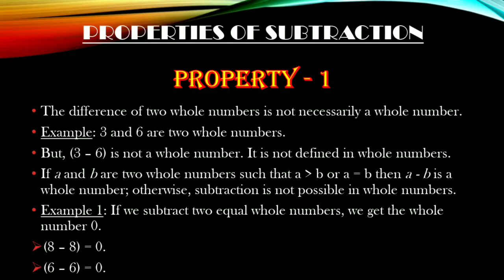Let us take first example. If we subtract two equal whole numbers, we get the whole number 0. If we take 8 and subtract it from 8, we get 0. If we take 6 and subtract it from 6, we get 0.